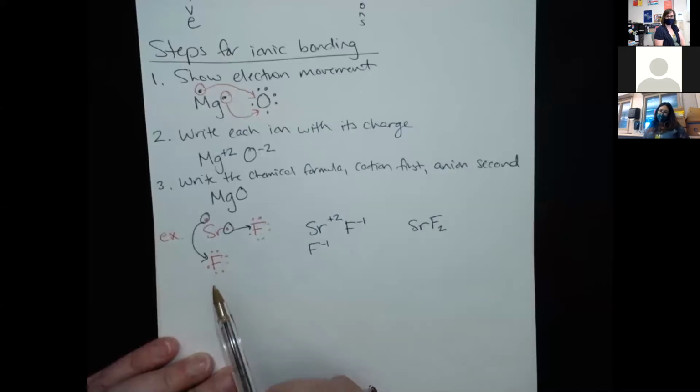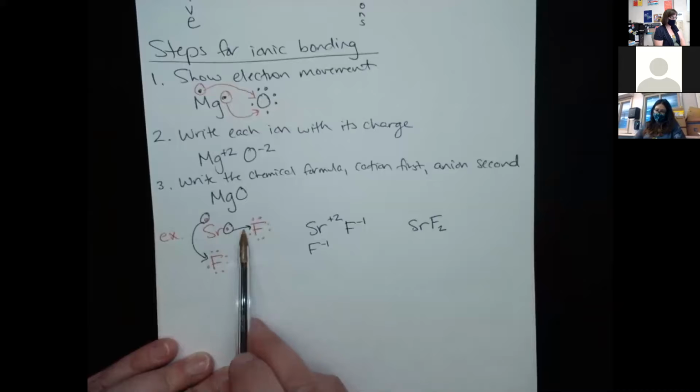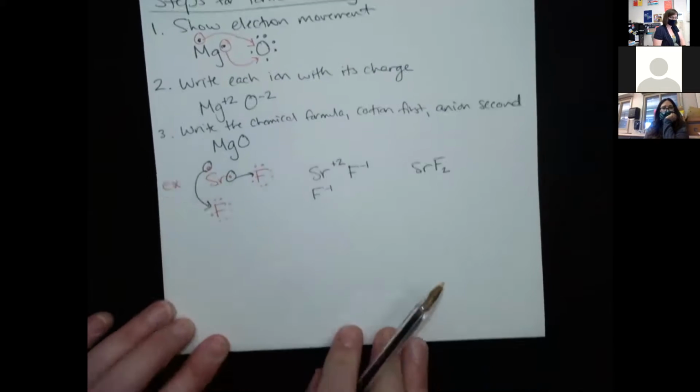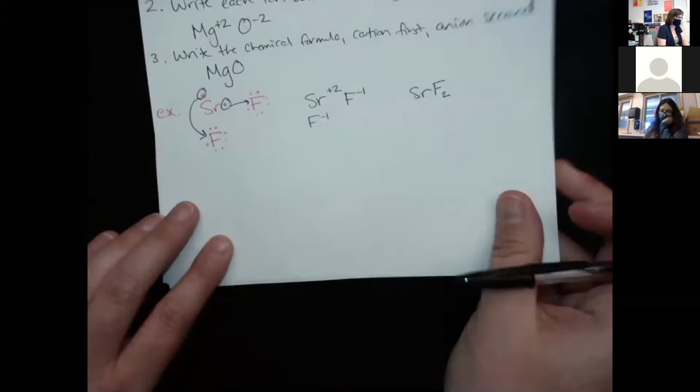So good question. We added the second F when we realized that strontium gave away one of its electrons, and it still had another one to give. So you're allowed to add another of the elements that you're working with if you need to. And we're going to do another example, so you'll see that again in this next one.